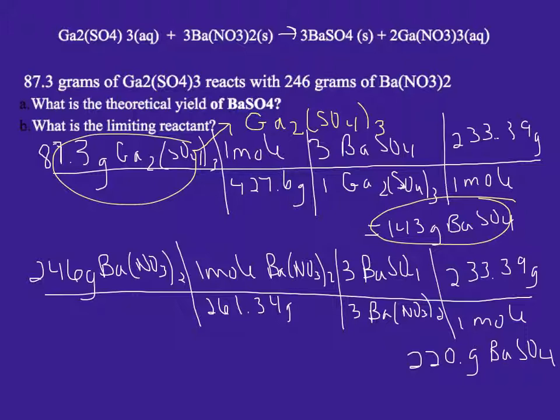Okay, so by doing those two problems, we actually answered part A and B of our question. So A and B usually always go together. Sometimes the limiting reactant is placed, they put that as part A. So you need to read part B to know what you're going after for your reactant.